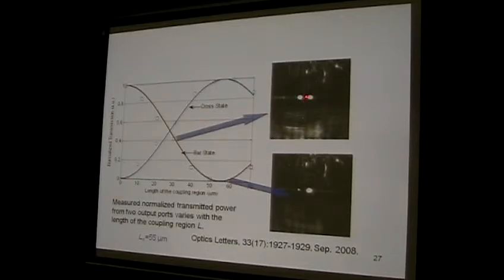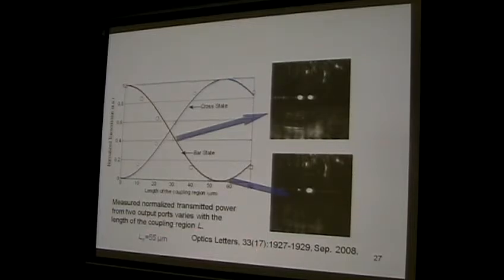And here you see we can let the light go out from one output as expected. And if you use two different lengths, you can also output equally if you wish.